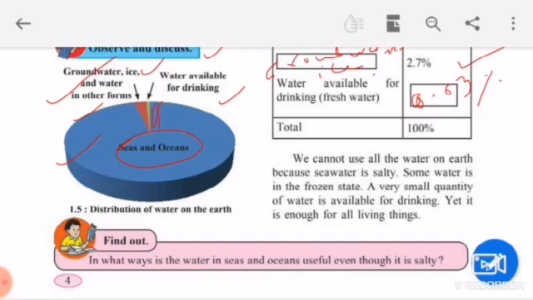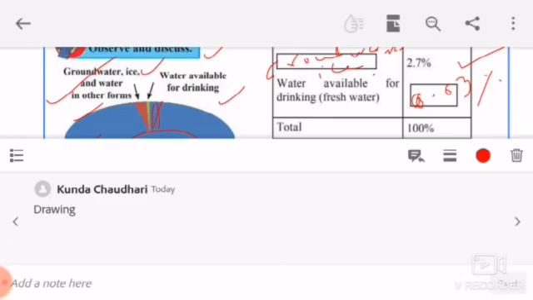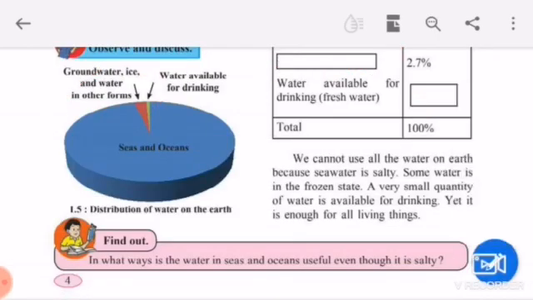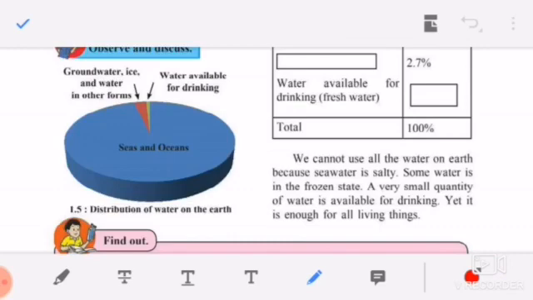Now children, further this paragraph is there. Just see, we cannot use all the water on the earth because sea water is salty. Children, see here, we cannot use all the water on the earth. Because we have seen that the majority is in the seas and oceans, 97%, and in seas the water is salty, so we cannot use all the water. Some water is in the frozen state, some water is in the ice form. So a very small quantity of water is available for drinking, only 0.03%.